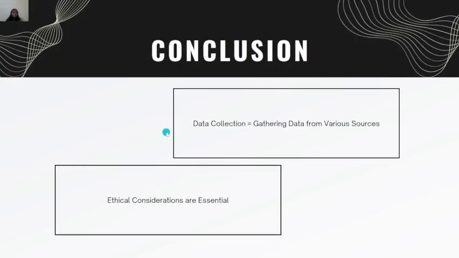So, to summarize, we now know that data collection is the first and a crucial step in data science. We gather data, whether structured, unstructured, or semi-structured, from sources using methods like public datasets, surveys, and web scraping. And of course, we always ensure ethical collection practices.